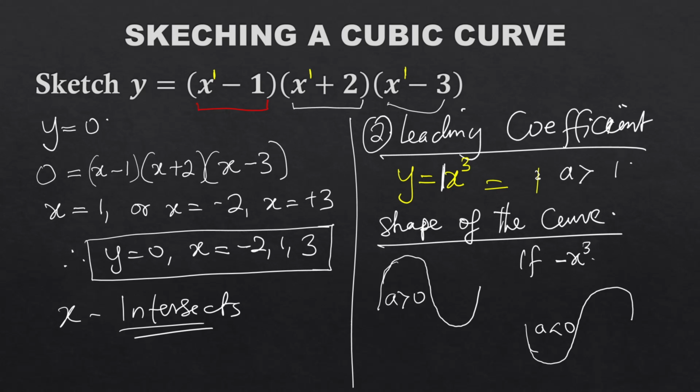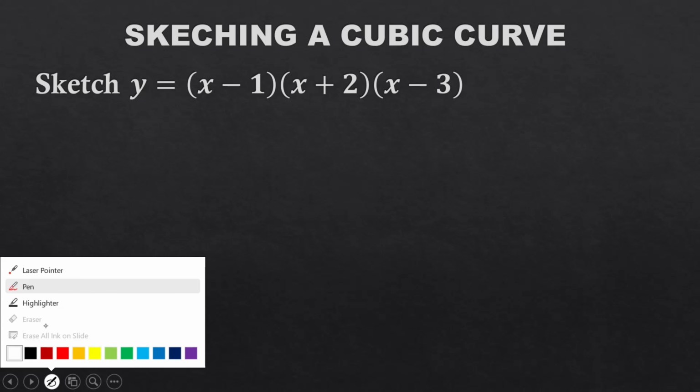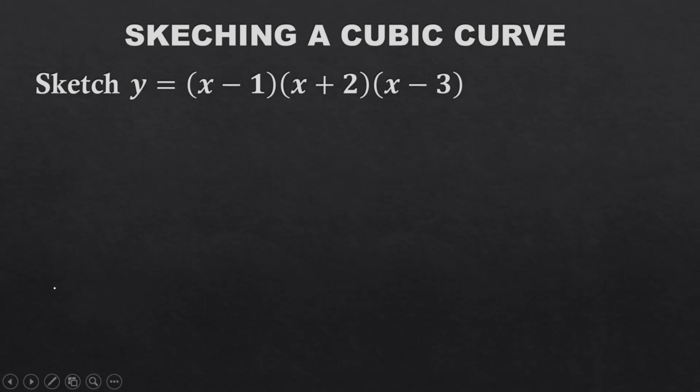So the leading coefficient gives you the shape of the cubic function. Now that we have been able to identify that, remember I still know my x-intercepts. My x-intercepts include -2, 1 and 3. And this is when y is 0. So that I know this and I know the shape of my graph, I think the best thing to do is to get the curve on, right?